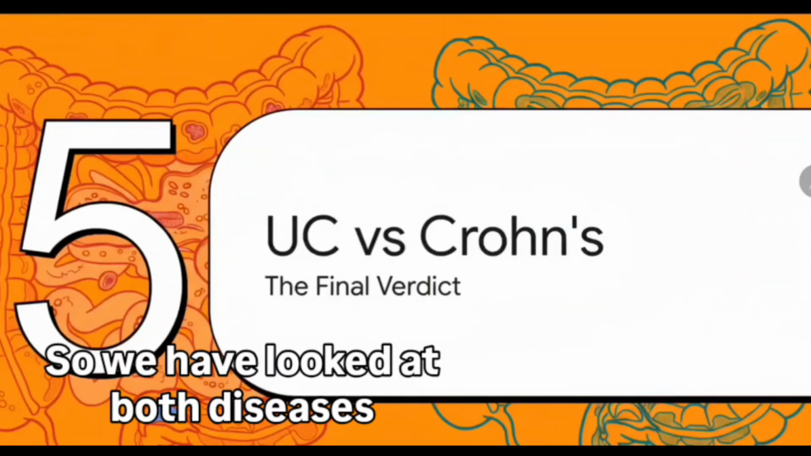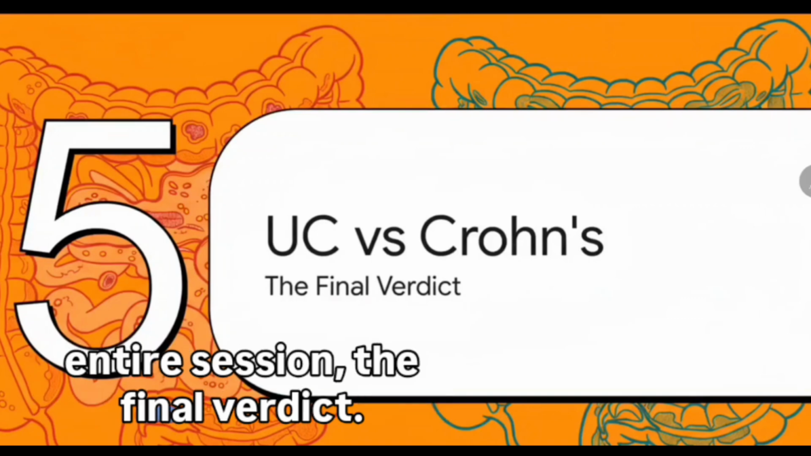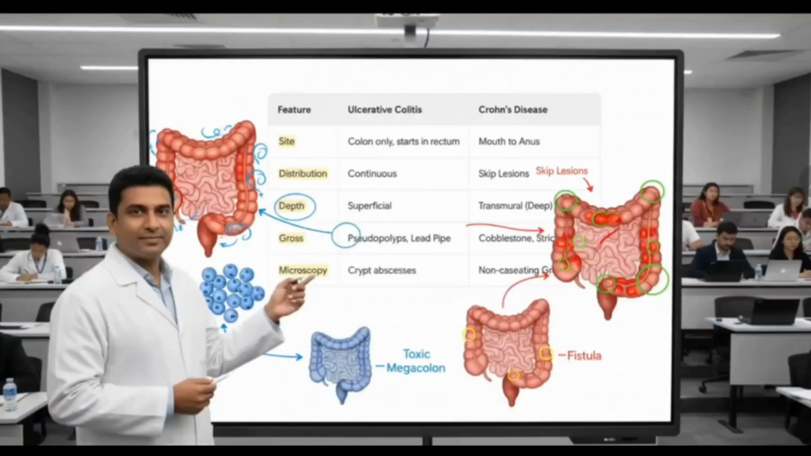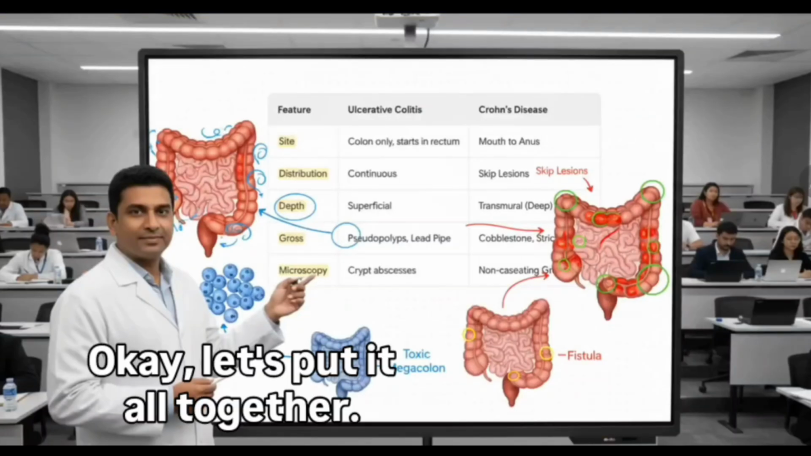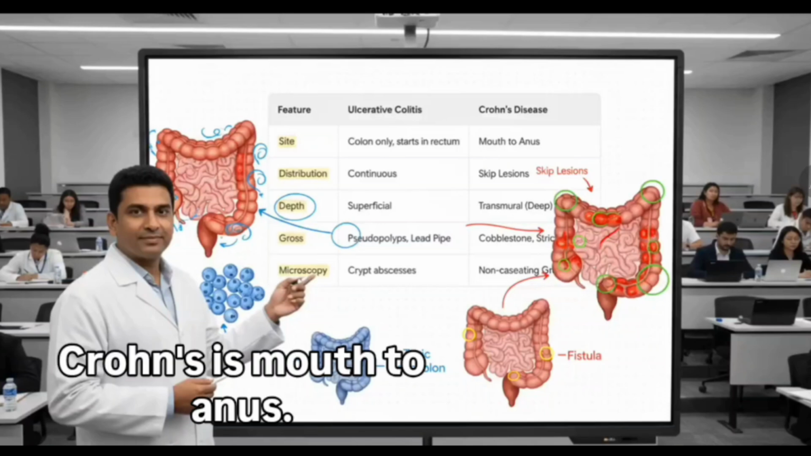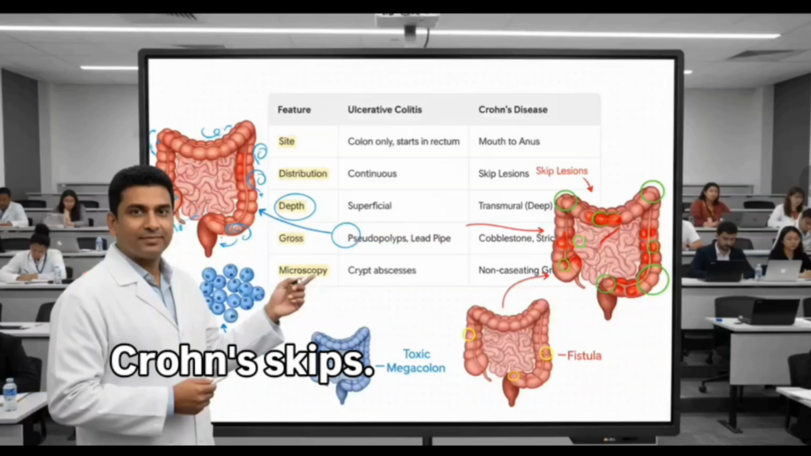Right. So we have looked at both diseases individually. Now for the most important part of this entire session, the final verdict. This is the summary you need to have completely memorized for your exams. Okay, let's put it all together. Site. UC is colon only. Crohn's is mouth to anus. Distribution. UC is continuous. Crohn's skips.